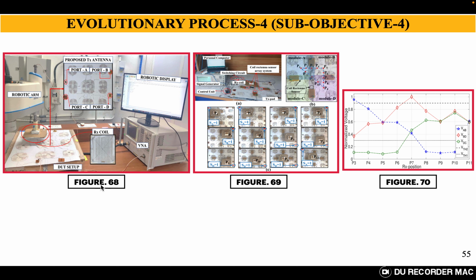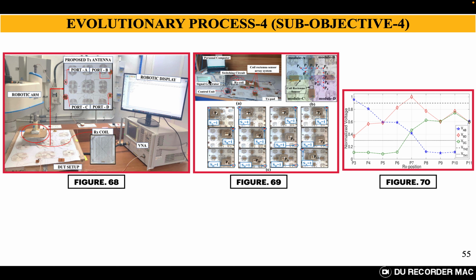Figure 68 denotes the experimental setup. You can see we have used Litz wires. There are 4 modules: module A, module B, module C and module D, all overlapped with each other, and this is the receiver coil. We have evaluated the S parameters using the VNA and this robotic setup.